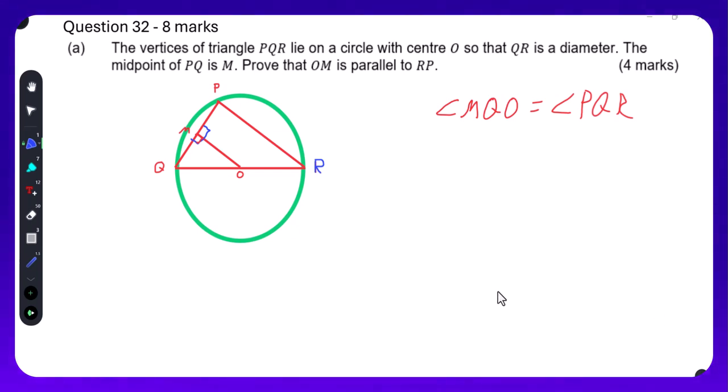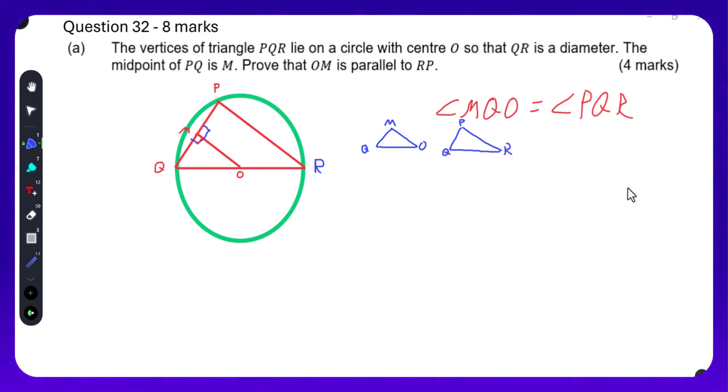Question 32. We need to prove that OM is parallel to RP. I guess a way that we can do that is to compare the triangles. Triangle MQO is going to be similar to the much bigger triangle PQR.